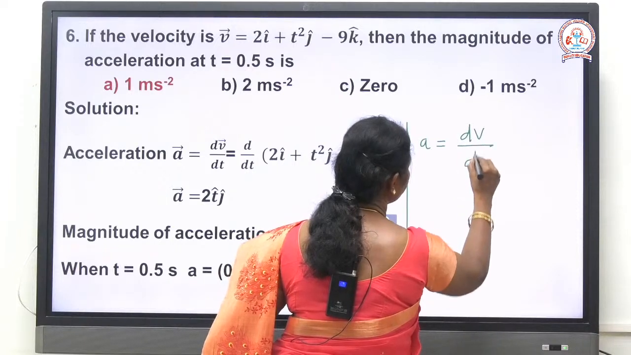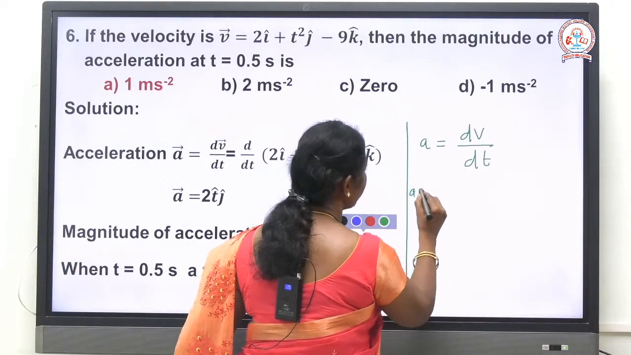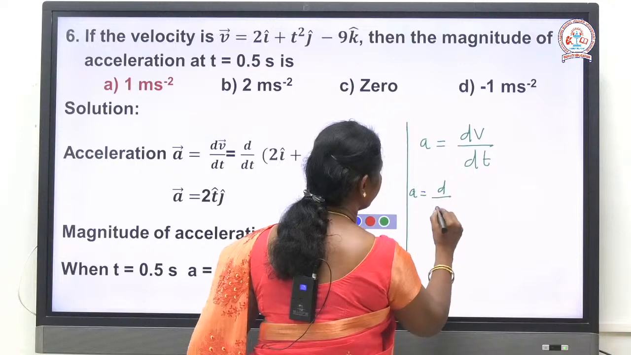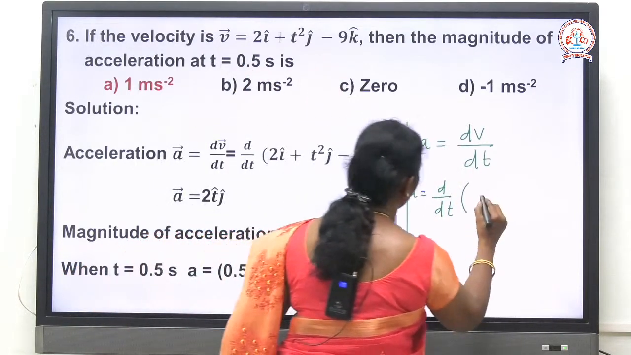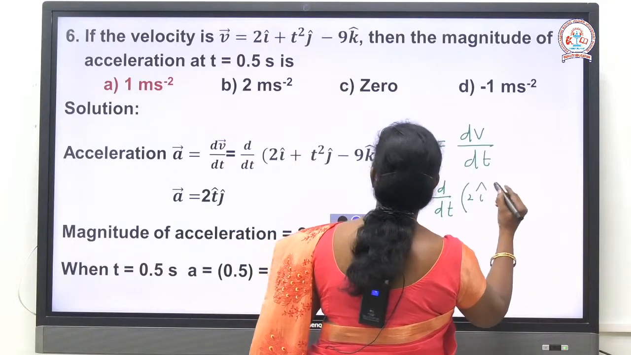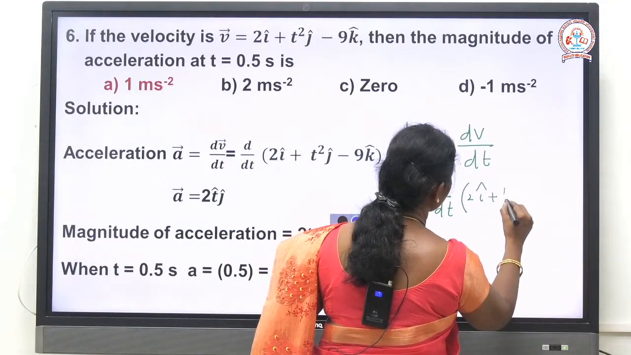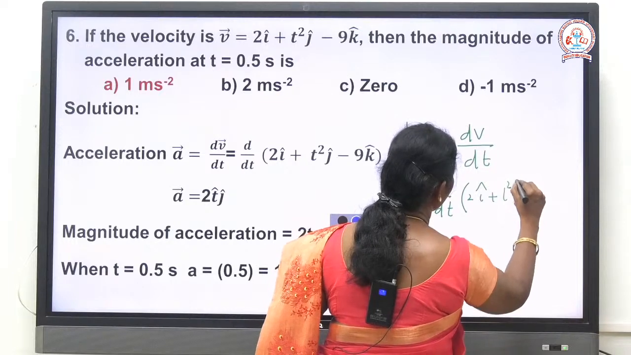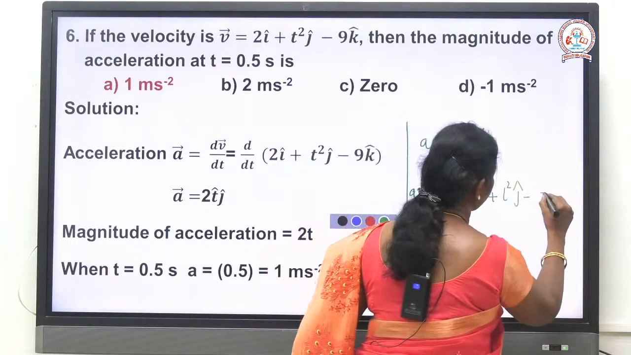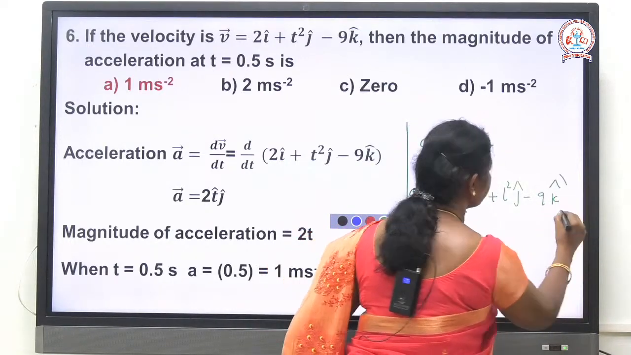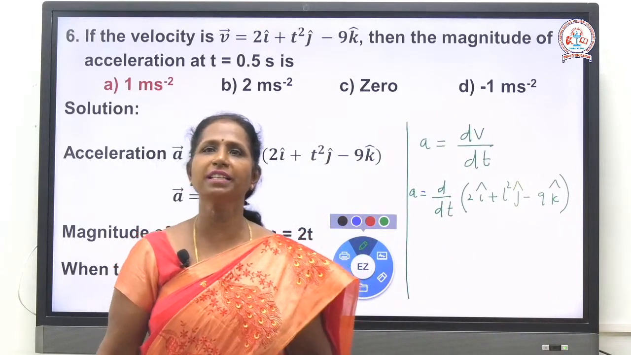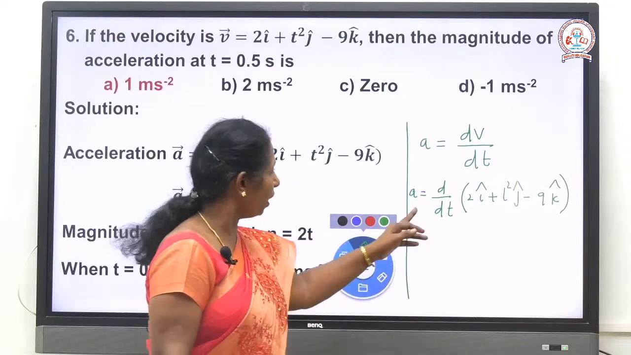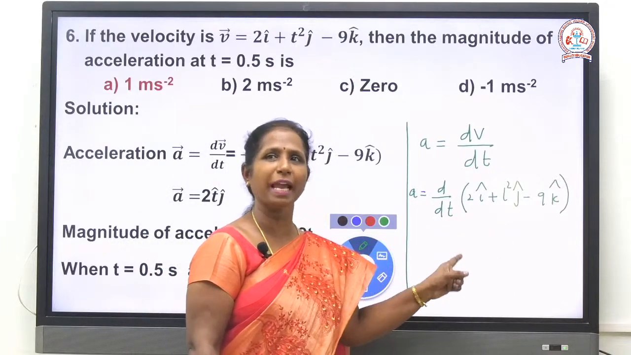This is the acceleration formula. Acceleration a equals d by dt of v. Substitute what is given: instead of v, 2i cap plus t square j cap minus 9k cap. This is the given velocity. Now we have to differentiate this velocity with respect to time.